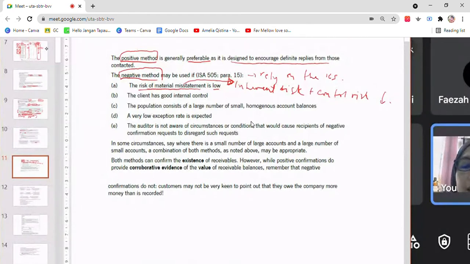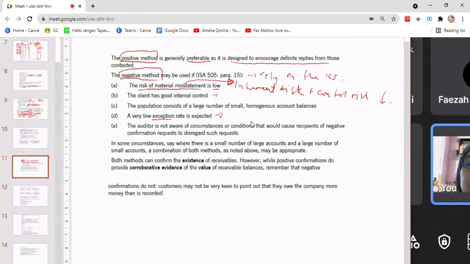The client has a good internal control system. So that's why when the risk of material misstatement is low, of course, it comes with a good internal control system. The population consists of a large number of small homogeneous account balances, and a very low exception rate is expected. Exception rate means there is no disagreement between the accounts receivable stated in the aged listing and the customer listing. So it's a low exception.